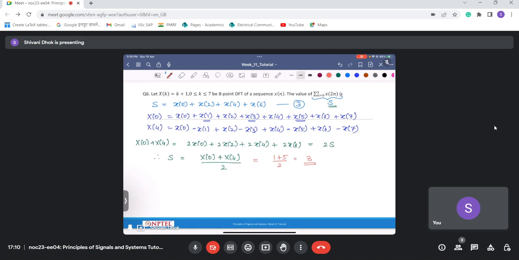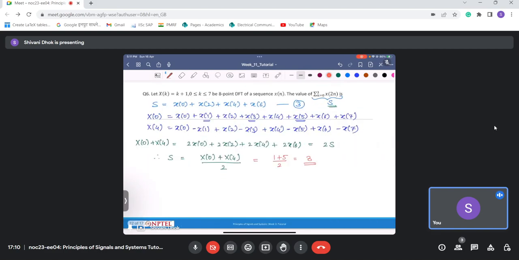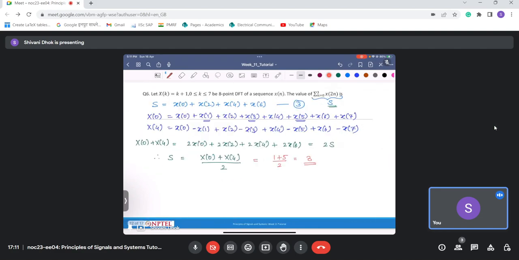Okay, madam, I understand. Yeah, okay. So many times in competitive exams, this DFT questions look a bit tedious, but they are not. They are framed in such a way that it reduces to very simple form, which is something like this. Another way of doing this was first find out this xn using the IDFT formula, that is this formula here, and then take x0, x2, x4 and x6 and simply add them. But that would have taken a lot more time compared to this way. So many times we can go for some simpler ways in order to find this.